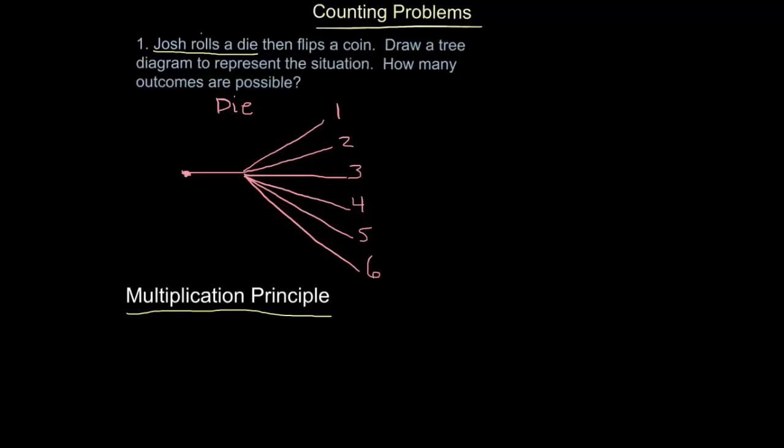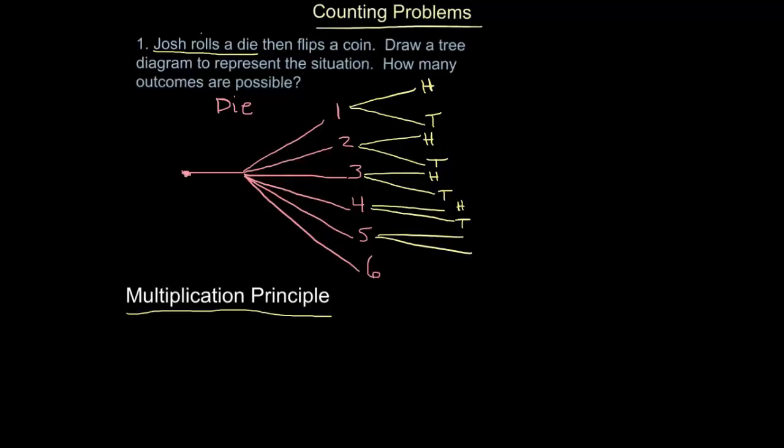6 outcomes. But of course, that's not the end of his experiment here, right? He's rolling a die and then he's flipping a coin. So to extend this tree diagram, what we have to consider is that after he rolls the 1, he'll then flip a coin and he could get a head or a tail. If he were to roll a 2, he could also then flip the coin and get a head or a tail. And so I think you can understand what the tree diagram will look like. Okay, so that's flipping the coin.